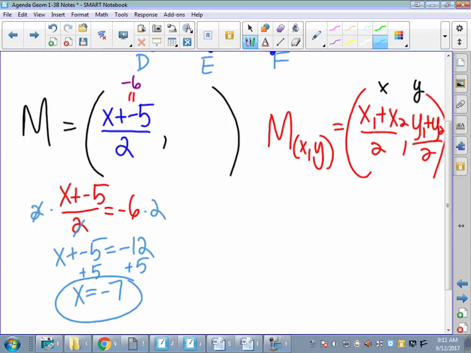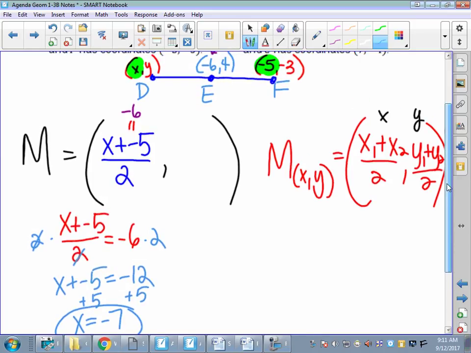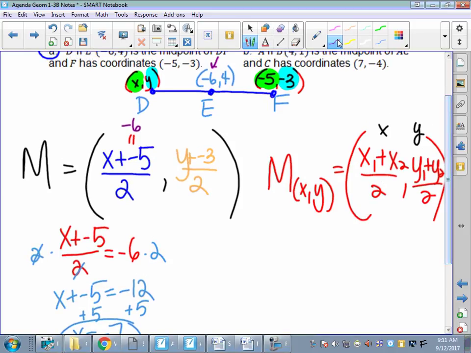Now if we follow the same pattern, we're going to do the same thing for the y's. So my two endpoints added together and divided by 2. My two y endpoints are y and -3. So y plus -3 divided by 2. Only now I know what the answer's got to come out to, right? Right here, that's got to equal 4. I'm going to write that little 4 above there.